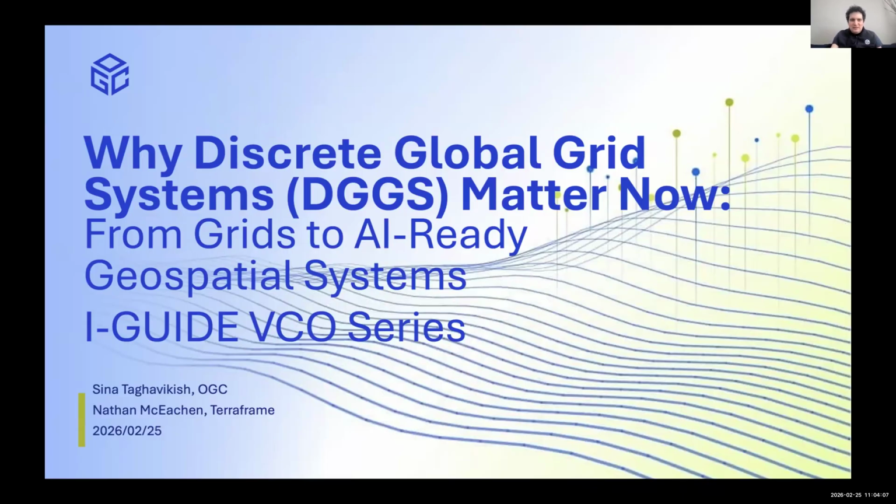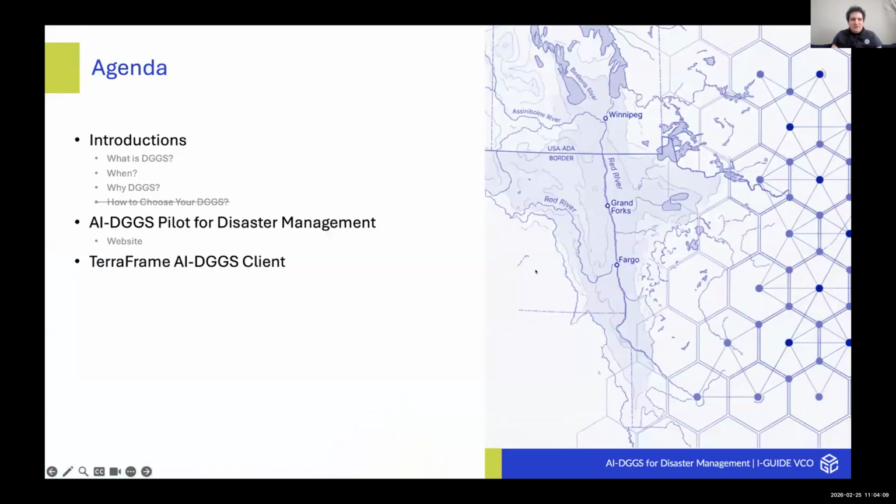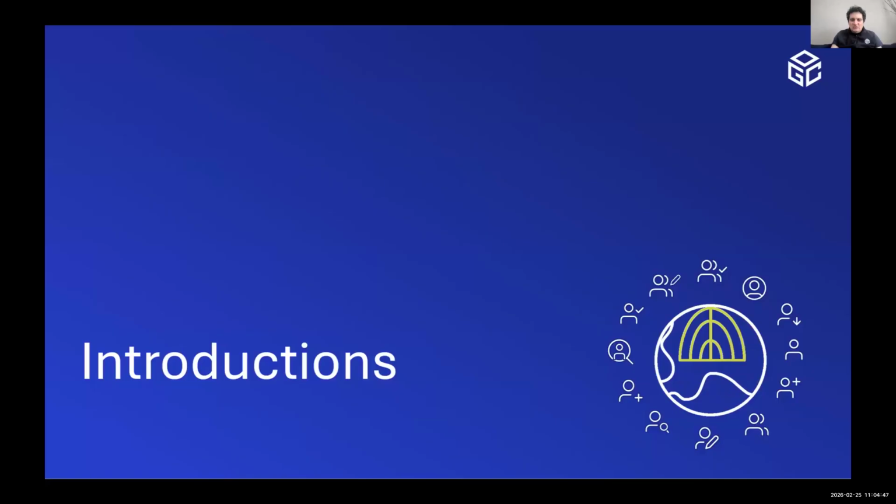So just going through the slides here. The agenda for today is that I'm going to provide some introductions. So what is DGGS? I'm going to talk about how to choose your DGGS in a very, very brief manner, when this became a technology, and why we say DGGS is important, and why it is important now. For that, we're going to delve into the pilot results, which is basically a website that I'm going to go through, and then Nathan will present the AI part of this story.